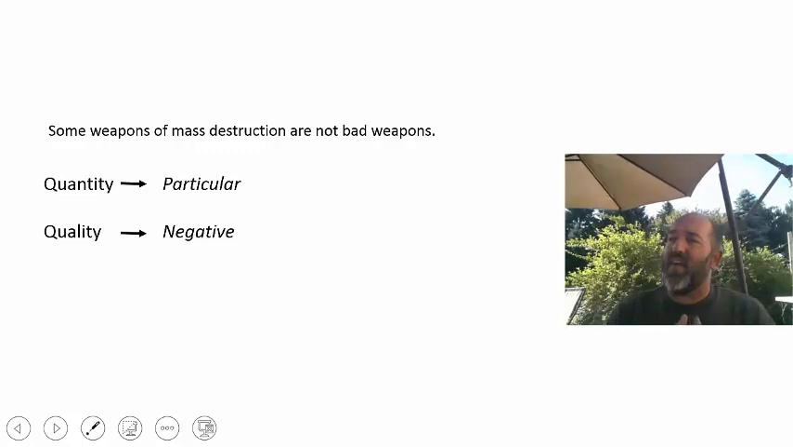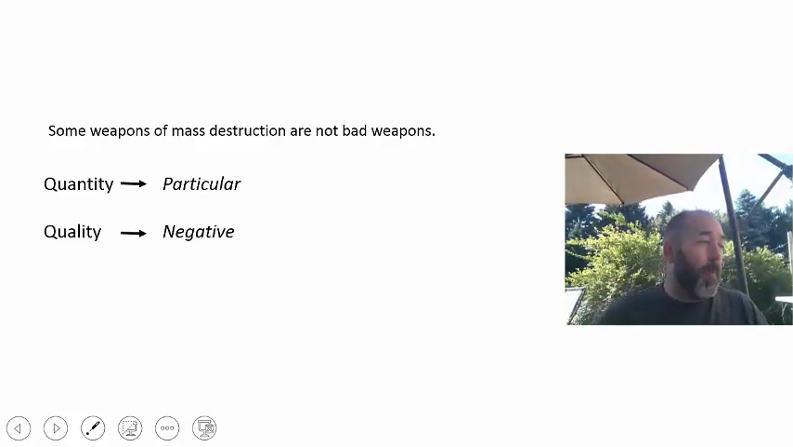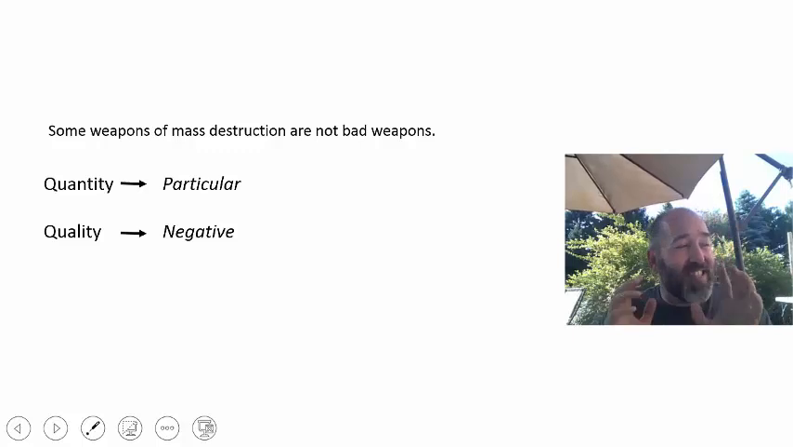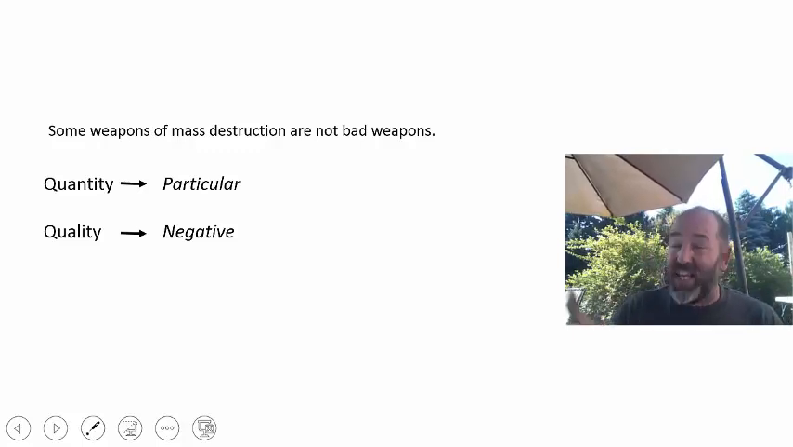So maybe we can have a weapon of mass destruction that is not a bad weapon. It might actually even be a good weapon. What about an EMP that would just shut down an entire city, but keep all of the people in it alive for the most part, right? Okay, so now I'm not saying this means that there are necessarily any good weapons. You can't necessarily infer that, right?